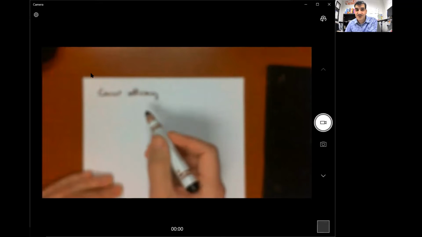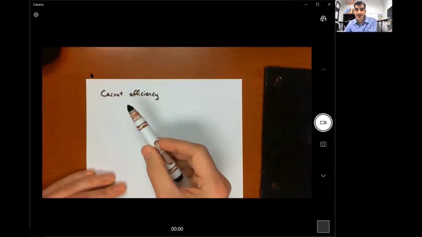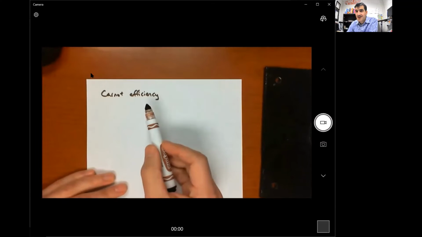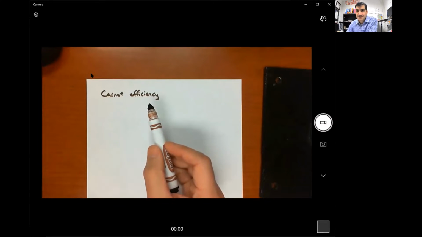You cannot have a steam, come on, focus. Yeah, the camera sometimes has trouble focusing. We all do. We all have trouble focusing sometimes.